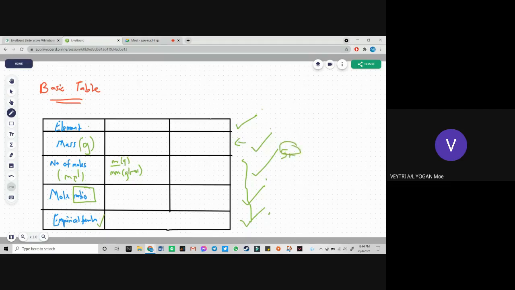Lepas tu, they will ask you to find molecular formula and so on. Okay? So this is how they mark the particular basic table, which is very significant or very essential for you guys to answer questions based on empirical and molecular formula. Okay, now, any questions before we move to the third part?